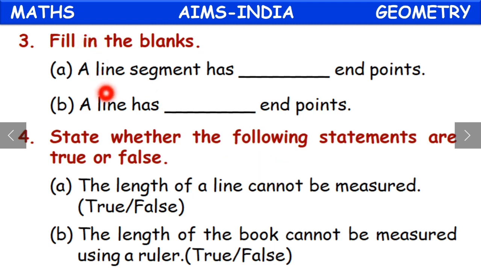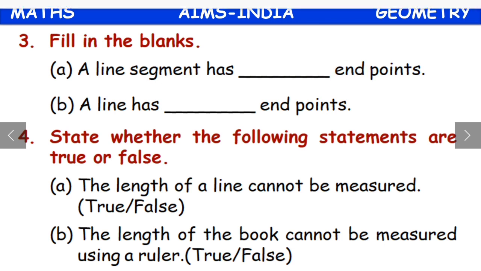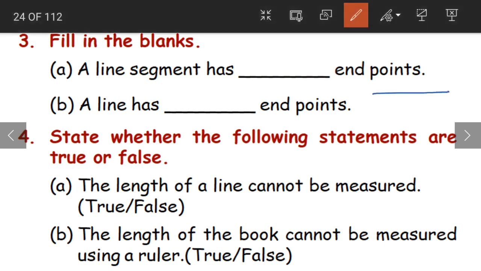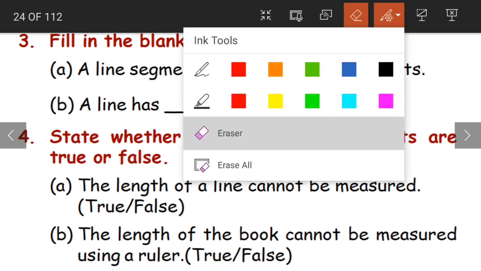Coming to fill in the blanks. A line segment has dash endpoints. See, this is our line segment. Now just by looking at it, can you tell me how many endpoints does it have? Yes, it has 1 and 2. A line segment has 2 endpoints. That is correct.